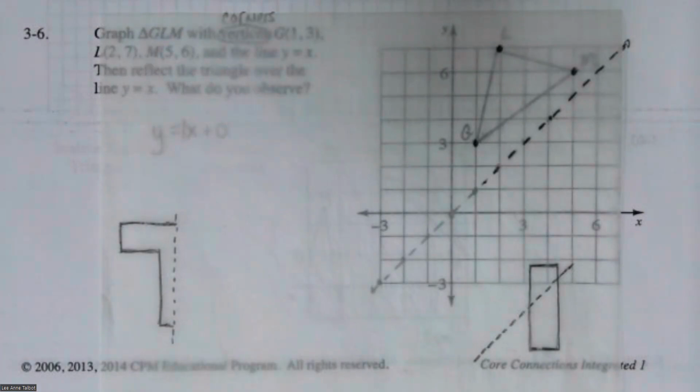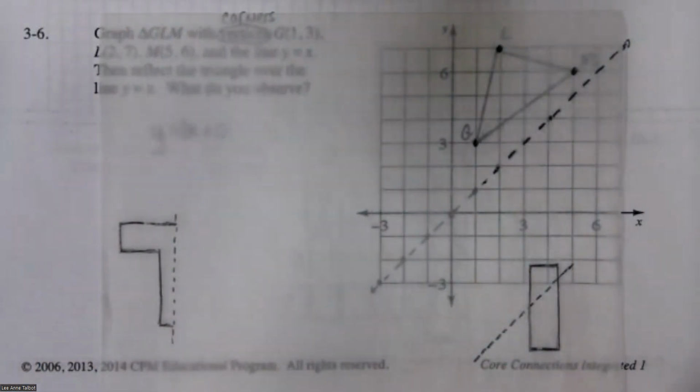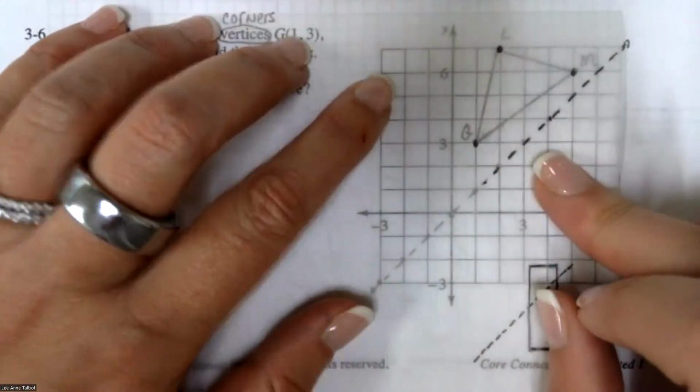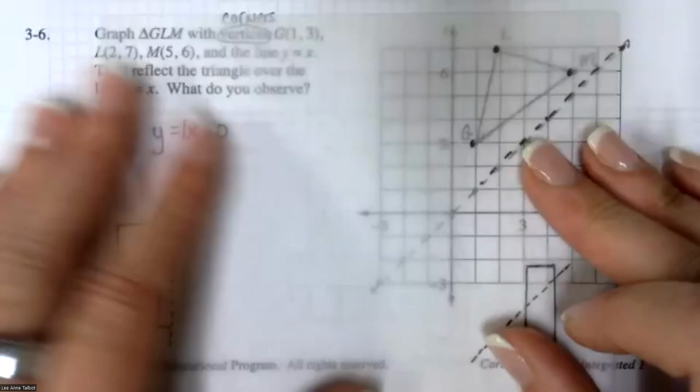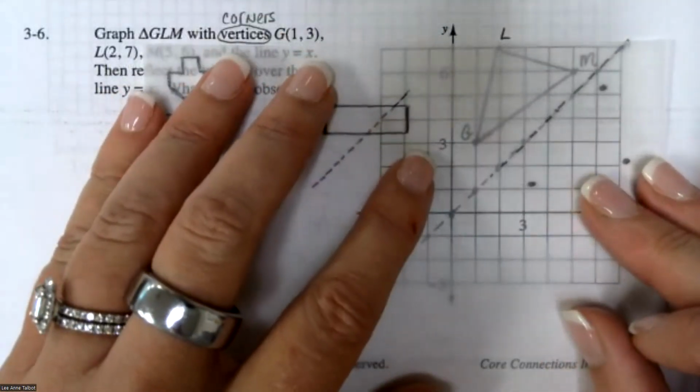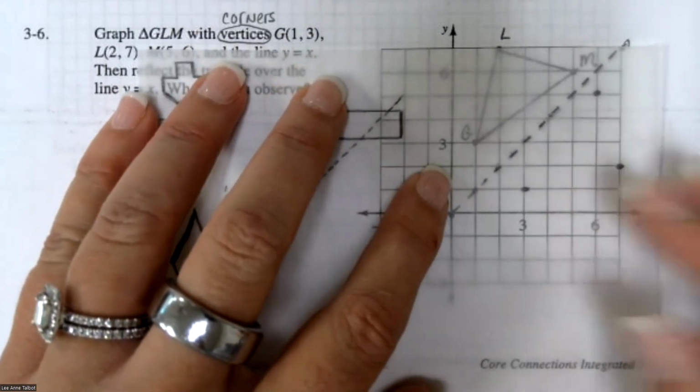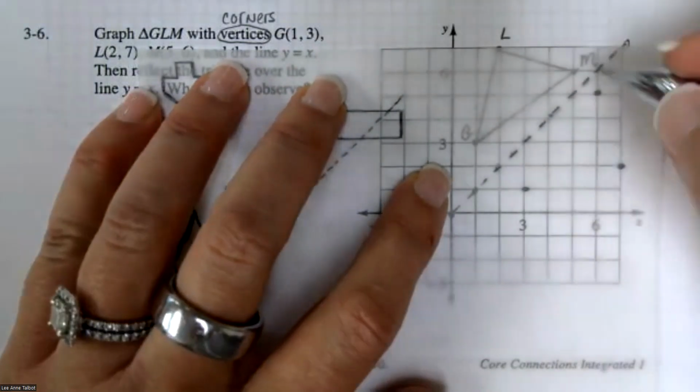So this time the triangle's big, so I just made dots on my tracing paper at the corners, the vertices. And I did part of the line. And then I'm going to reflect it. Hopefully, I can figure out where these dots go.